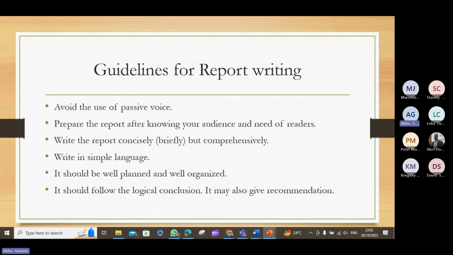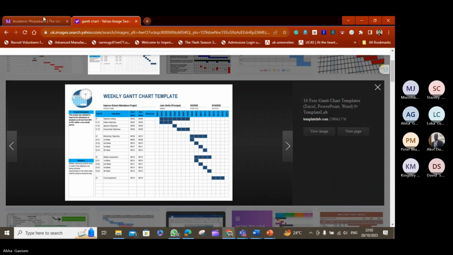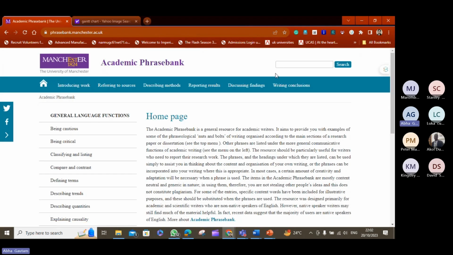Now, whenever you write a report, before going ahead with the tips, I want to show you another thing. This is the Academic Phrasebank of Manchester University.